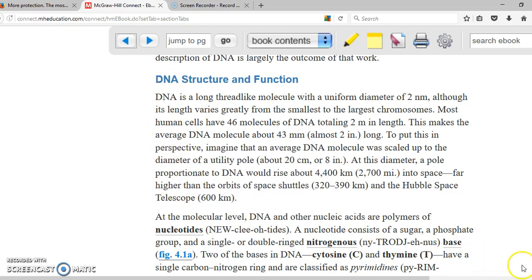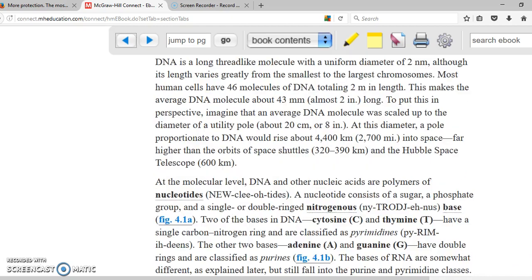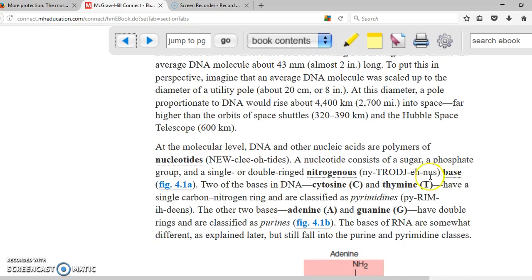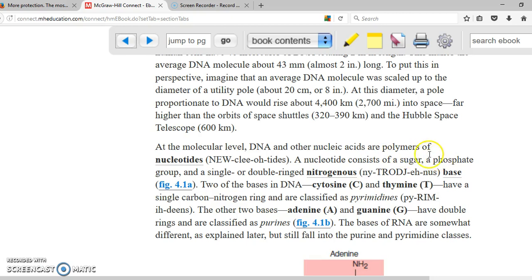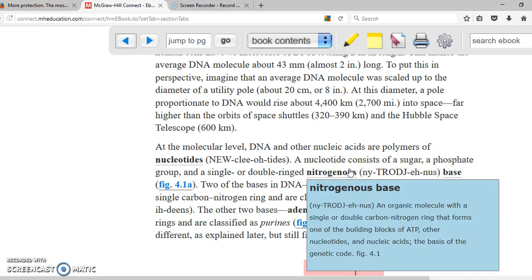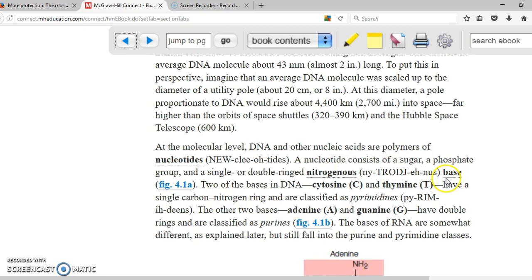The nucleotides are composed of three main things. They're composed of a sugar, a phosphate, right here, and a nitrogenous base. So what are the parts of a nucleotide? Sugar, phosphate, and a nitrogenous base, or a base that contains nitrogen. So which ones are the bases that contain nitrogen? Cytosine, thymine, adenine, guanine, and you're going to see later on that we have another one which is uracil.